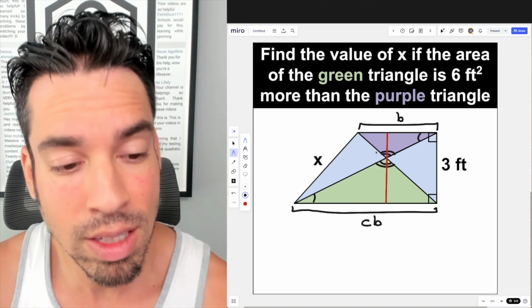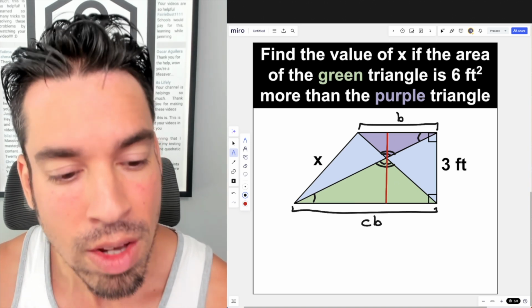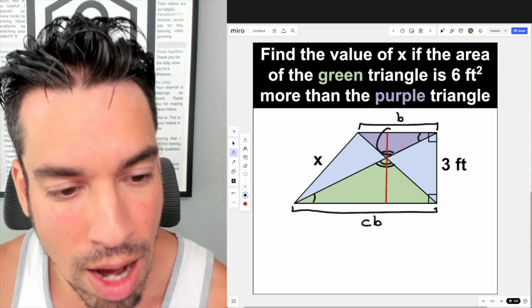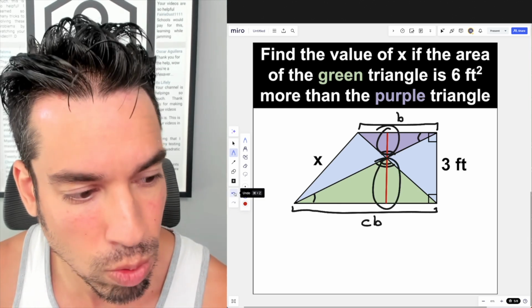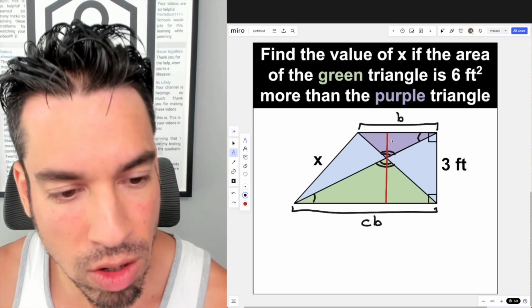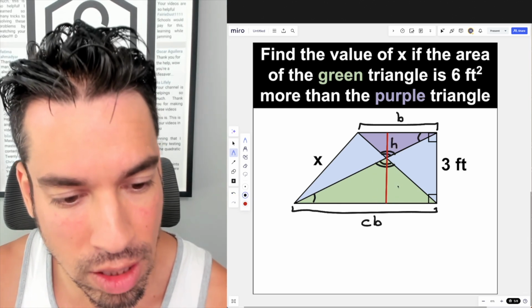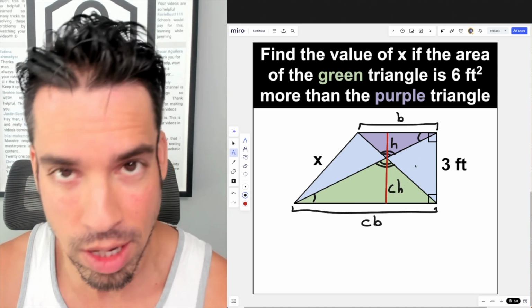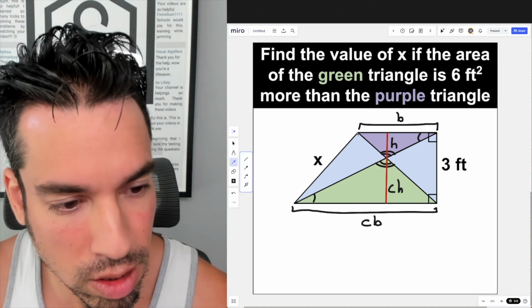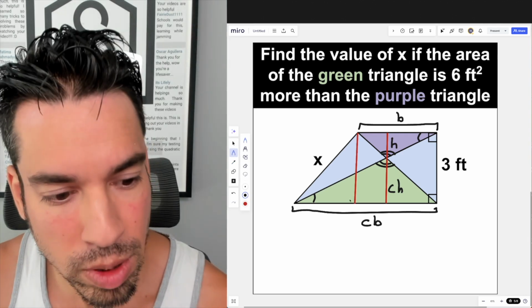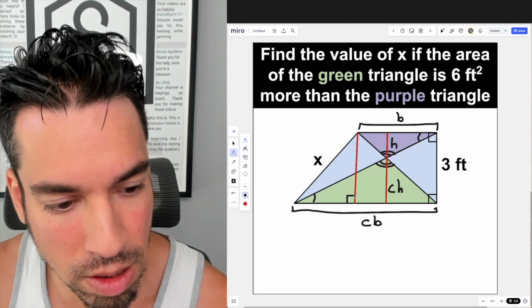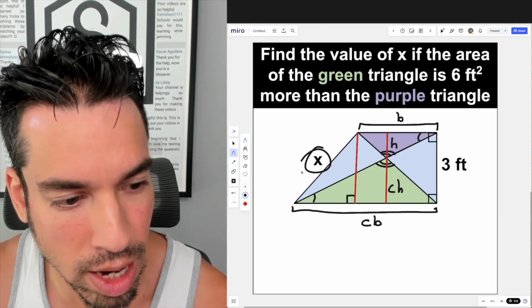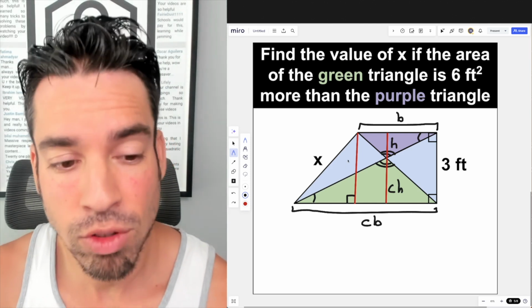And the cool thing is this constant will be the same constant that will multiply from the height of this one to get the height of this one. So the reason why that's great is now I can call this one a height of H and this one a height of CH, again using that same constant of proportionality. The last thing I'm going to do is I'm going to draw this same line down right there, and the reason why that is beneficial is because this is going to make a right triangle here with the X, and that X is now the hypotenuse of that right triangle.